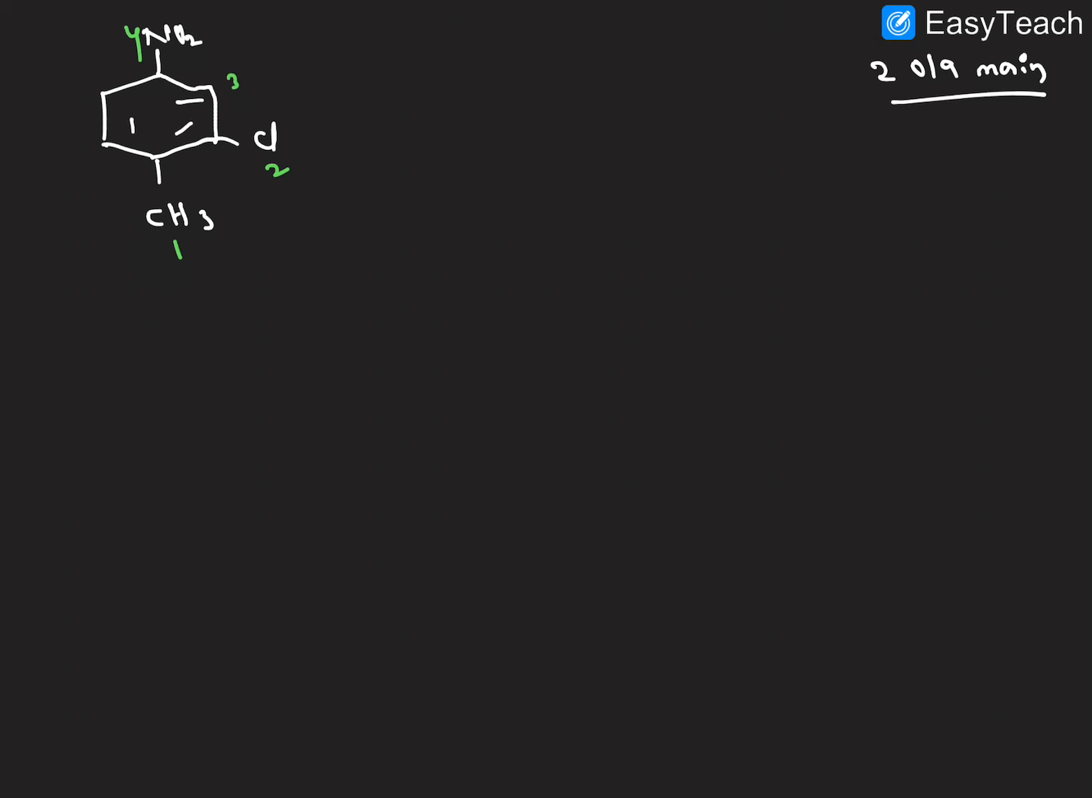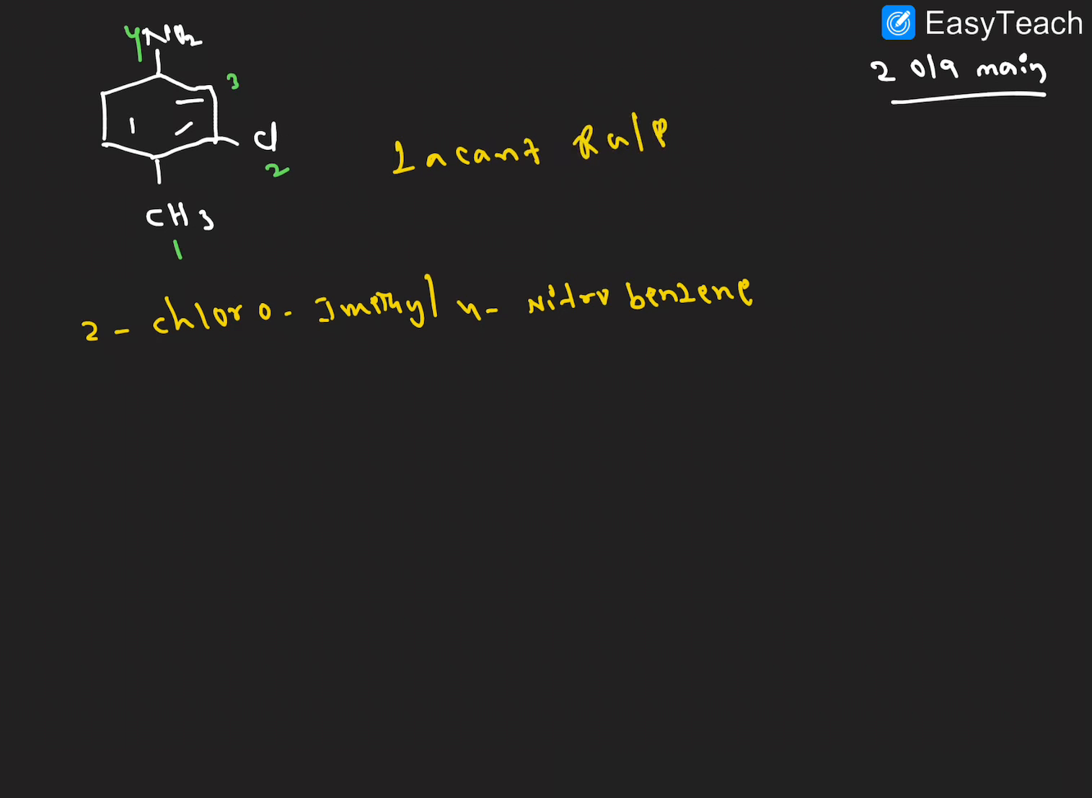Next, we write the name in alphabetical order. At the 2 place is chlorine, and chlorine comes first alphabetically, so 2-chloro, then 1-methyl, then 4-nitro, and benzene. So we are applying the locant rule here, the least sum rule. This is a 2019 Mains question. Next one is example 2.